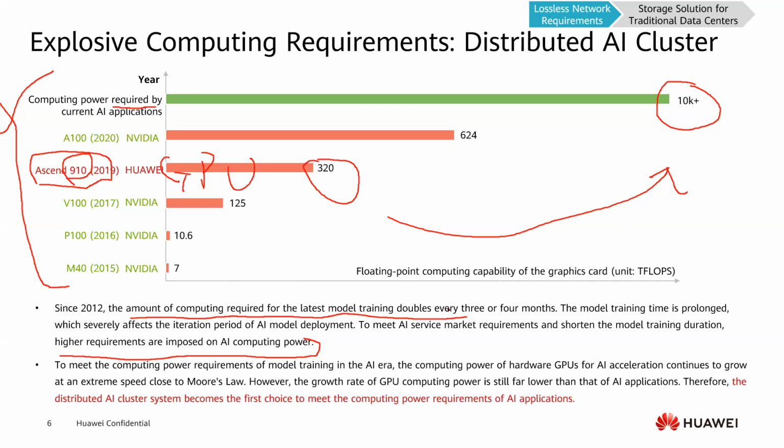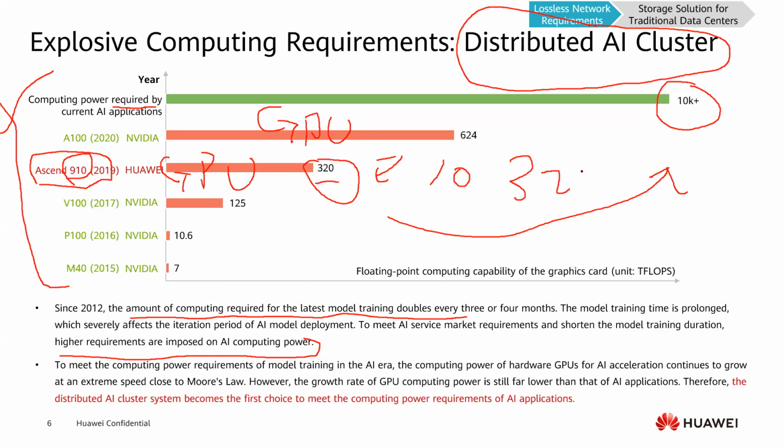In order to solve this problem, we can put many GPUs together. Many GPUs work together, that's what we name a distributed AI cluster. One is 300, and if we put 10 GPUs together, the number will be 3,200. It will be closer to what we need. That's why we introduce the AI cluster.